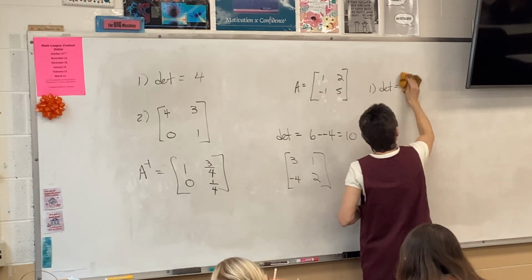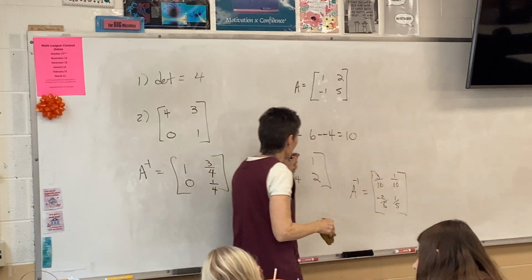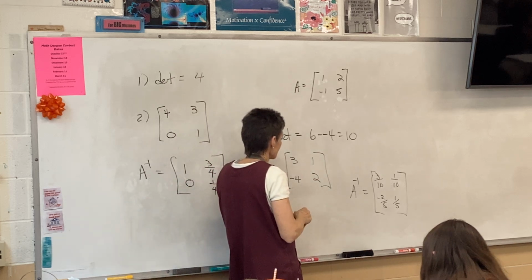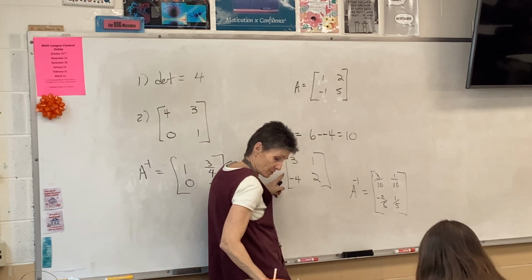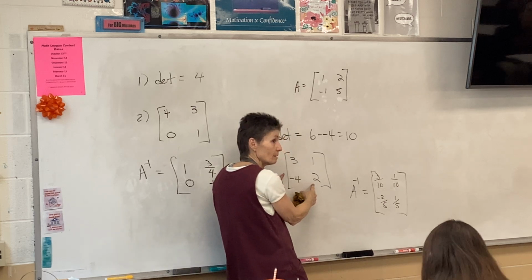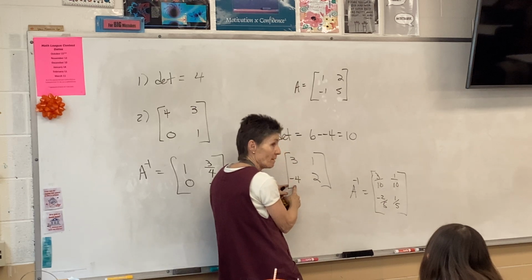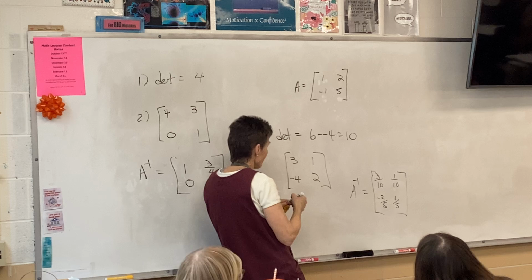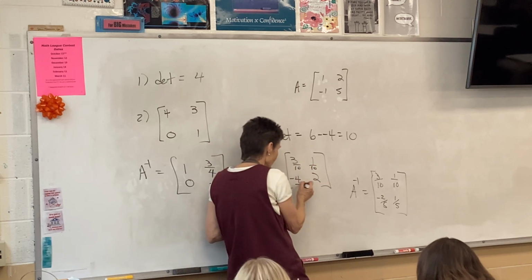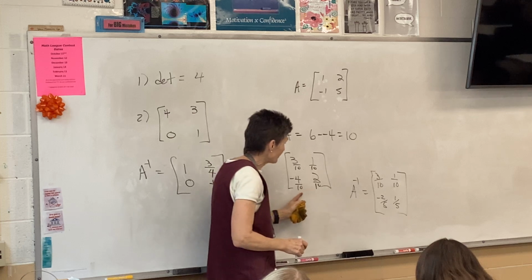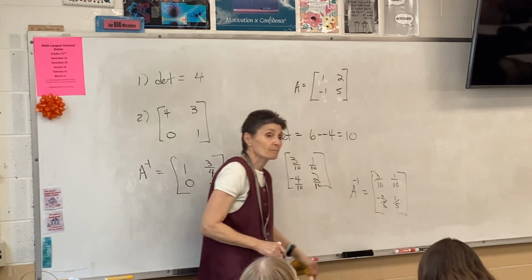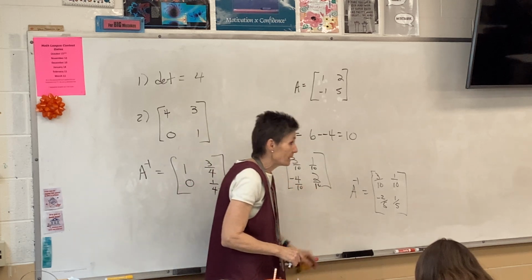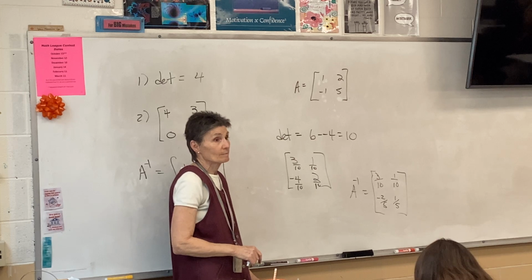I don't know if I got this right or not, but I got 10 for my determinant. And then for my new matrix, I switched these 2 numbers. So I put 3 here and 2 here. And then that was positive, so I made it negative, and that was negative, so I made it positive. And then I put all of these over 10. And I noticed that the bottom row actually reduced. So I reduced it. And that's what I ended up with as my inverse.